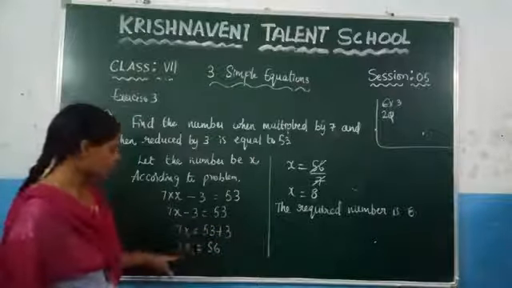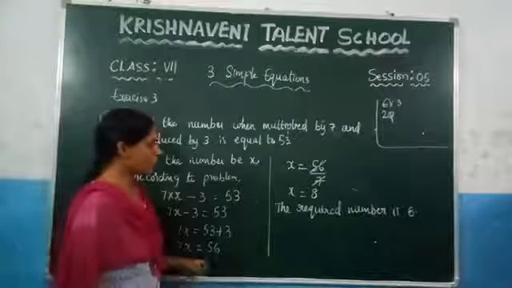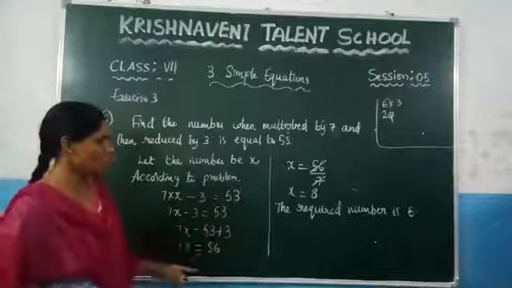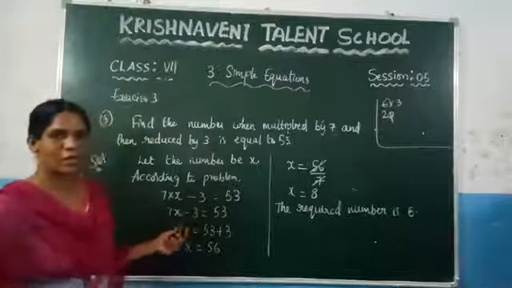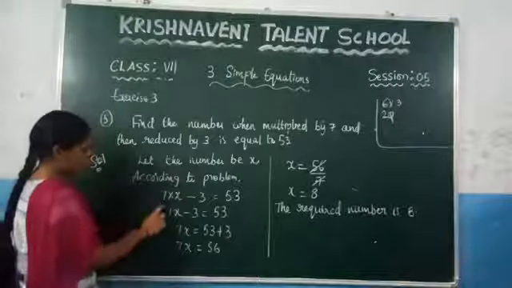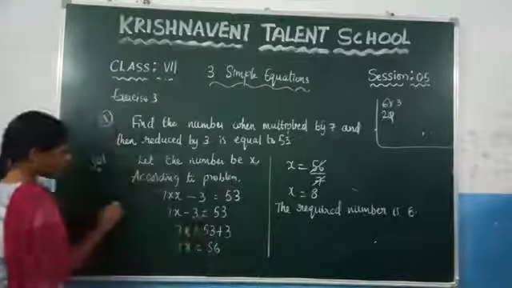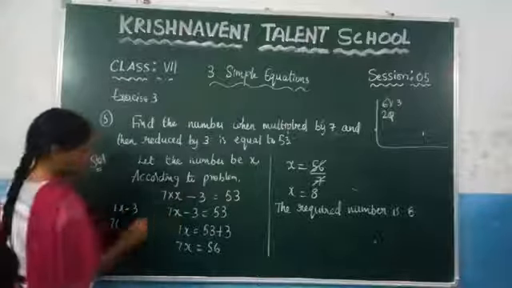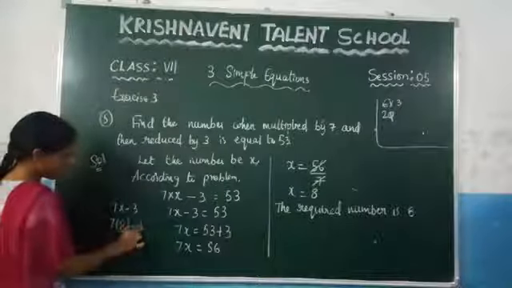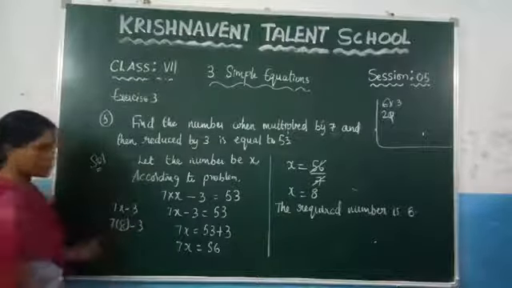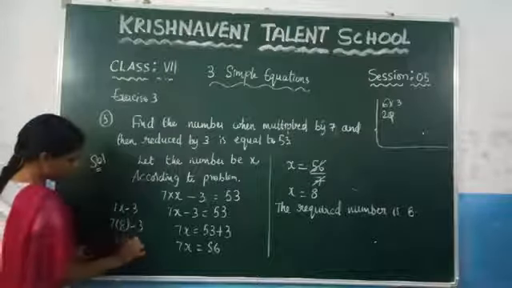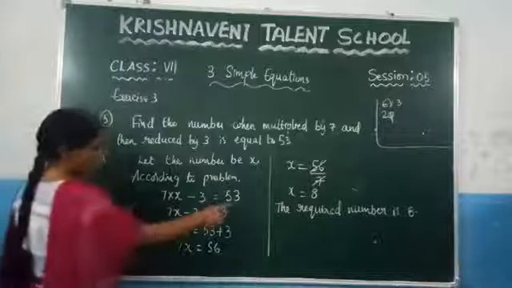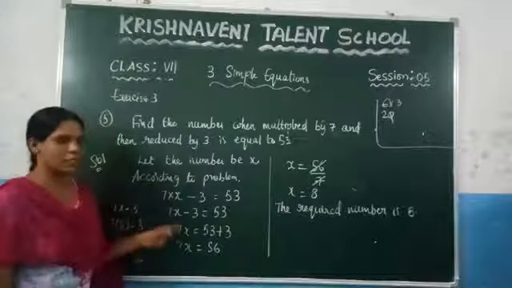And by using the transposition method, we have found the value. We got x, which is the required number. If you want to check, just put that value of x in the LHS. What is the LHS here? It is 7x minus 3, right? So if you put the value of x, which we got as 8, you get 7 into 8 minus 3. What is the value of 7 into 8? It gives you 56 minus 3, which is nothing but 53. Here you can observe that we got the same thing. So what we have done is correct.